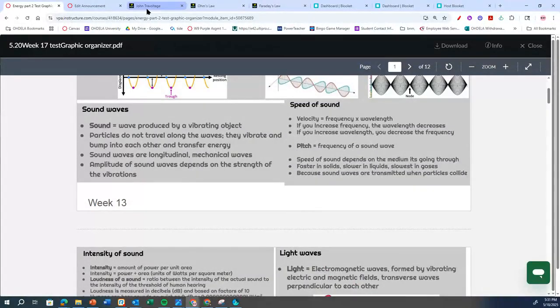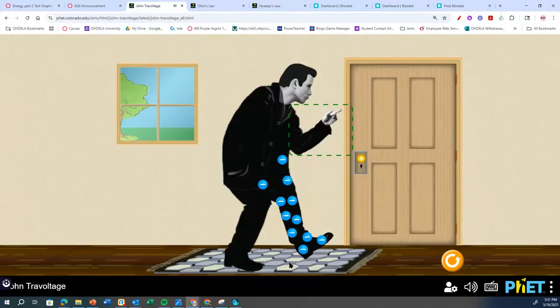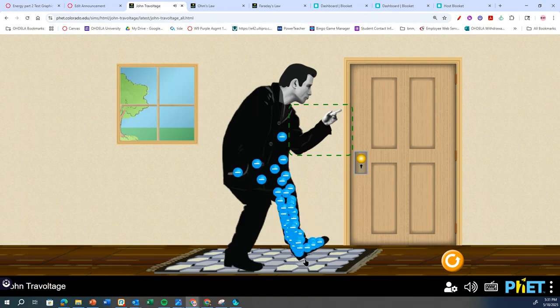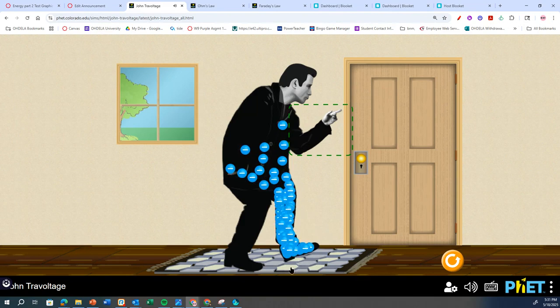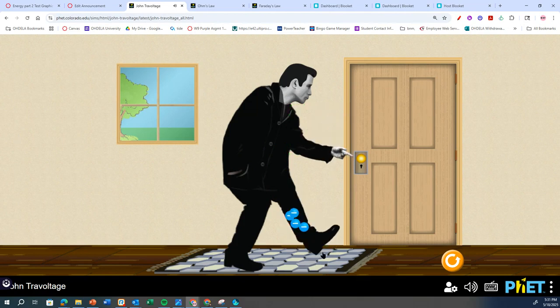Now, you have some fun PhET simulations that you can do, not assignments. So you've got John Travoltage. This is how you get electrical charge by shuffling your feet. You can also put your finger down closer, and it'll shock you quicker. You're building up electrical charge on yourself, and it has to be released.